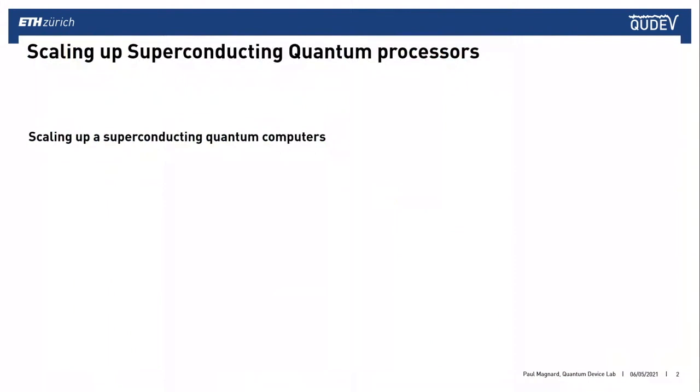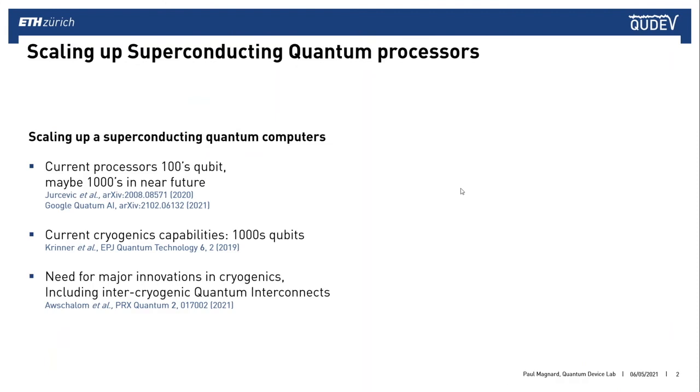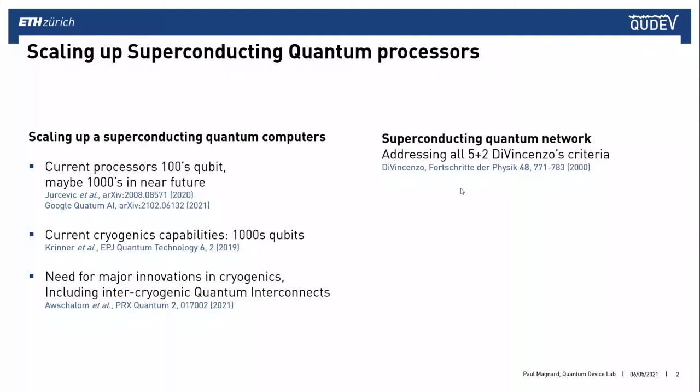Quantum processors based on superconducting circuits are rapidly growing in size and quality and might soon be made of thousands of qubits. This would already reach the capacity of state-of-the-art commercial refrigerators, and scaling these systems further up will require major innovation in cryogenics, including quantum interconnects between processors housed in separate dilution refrigerators, as Jerry Chow showed this morning. Building a superconducting quantum computer might therefore require realizing local area quantum networks, which address all 5+2 DiVincenzo criteria for quantum computing and communication.